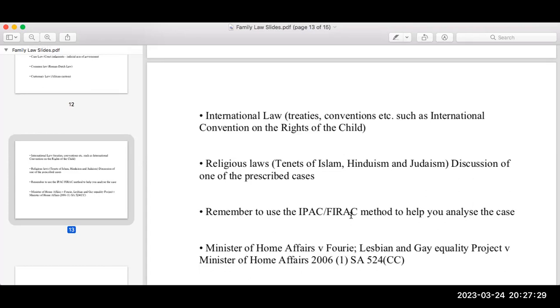So for example, you have that case in front of you, the case of Minister of Home Affairs versus Fourie and Lesbian and Gay Equality Project. So we use something called FIRAC. Let's talk about FIRAC. FIRAC stands for facts, issue, reasoning, application, and conclusion.